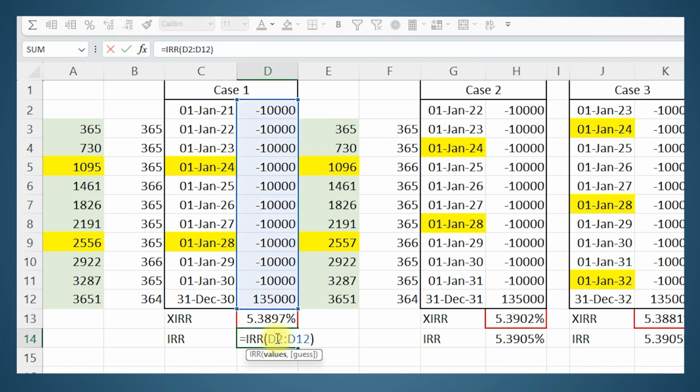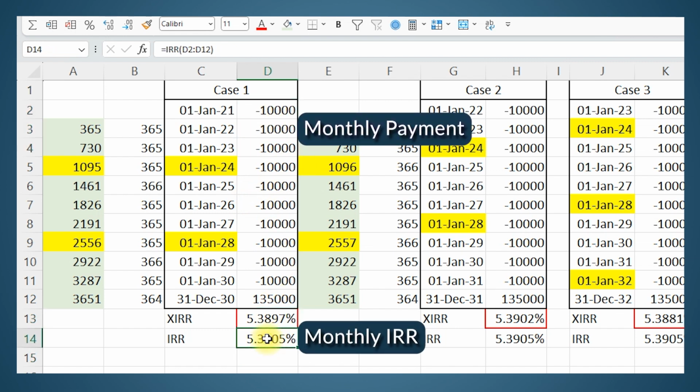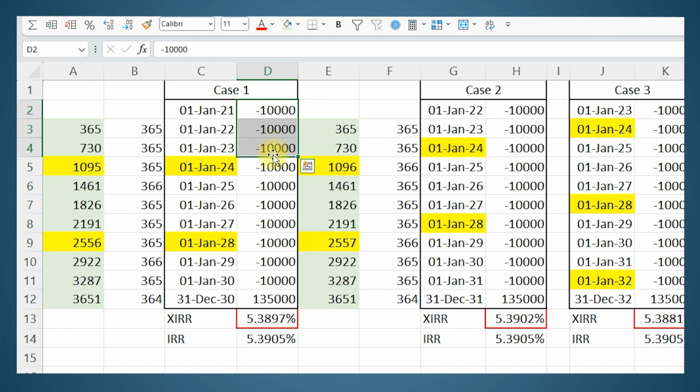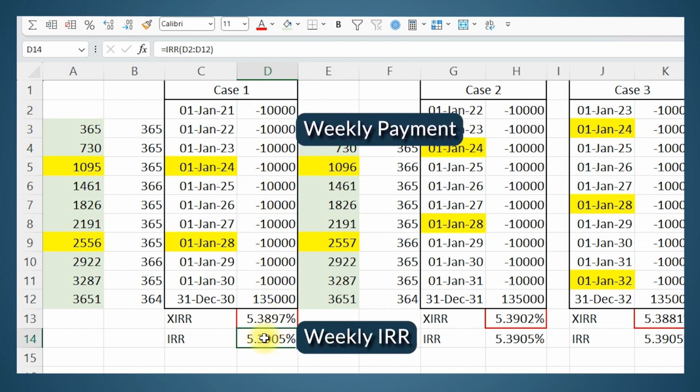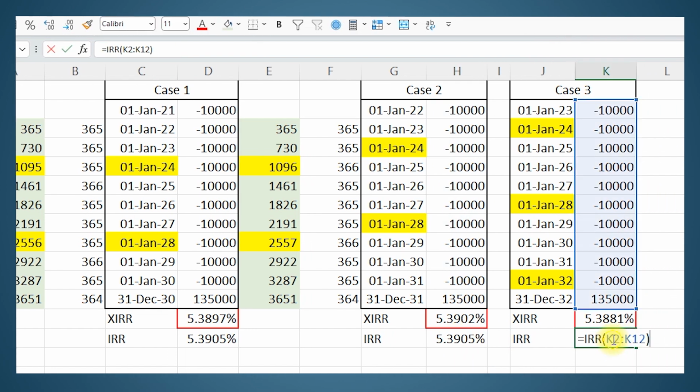But when we use IRR function, we are not considering the dates at all. We are only taking values into account. So it doesn't distinguish between leap years and normal years. It assumes that all years are equal in length. In fact, it doesn't even bother whether it's years or month. We could have these cash flows that are months apart and we would get monthly IRR. Or if we have these cash flows weeks apart, we will get weekly IRR. In any case, it just assumes that the time gap between each cash flow is exactly the same, and hence it gives the same answer in all 3 cases.